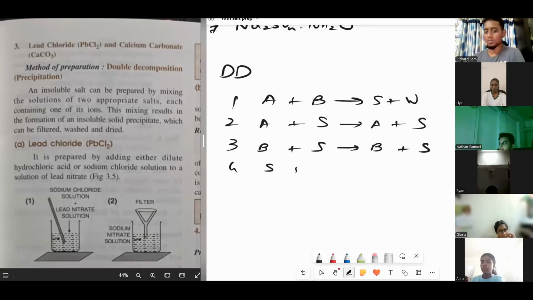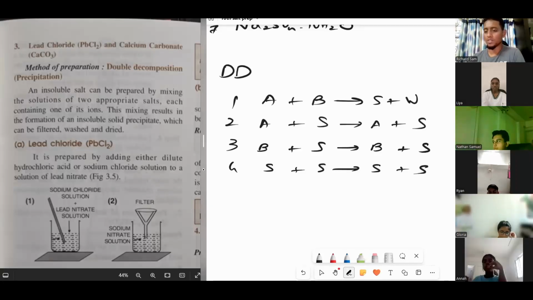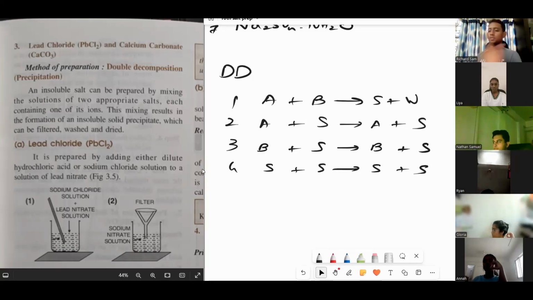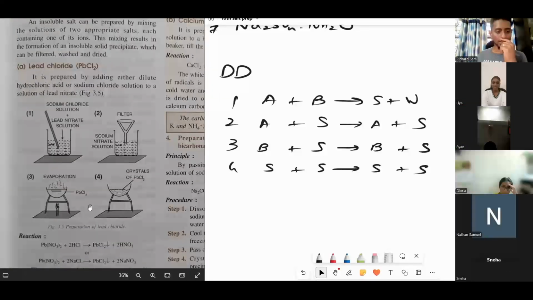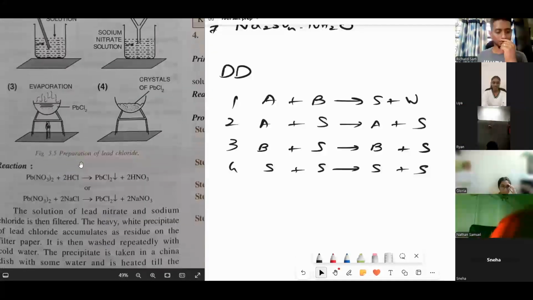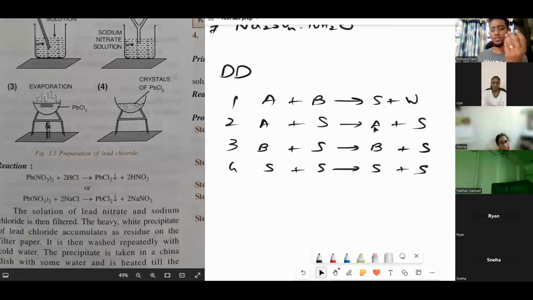Another last reaction is salt plus salt, which forms salt plus salt. Here also, one of the products that is formed, that salt should be a precipitate. Okay, so whenever precipitates are formed, we call that a precipitation reaction. So that's why they're given here double decomposition as precipitation. Means it is one of these two, the third or the fourth. Okay, so let's look at the reaction. Oh, it could be anything. It could even be the second reaction, but the salt should form a precipitate.